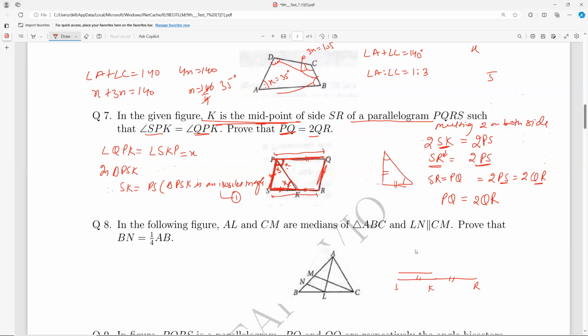Got it? Yes, sir. Do it 2 times, okay? And send it to me. Okay, sir.